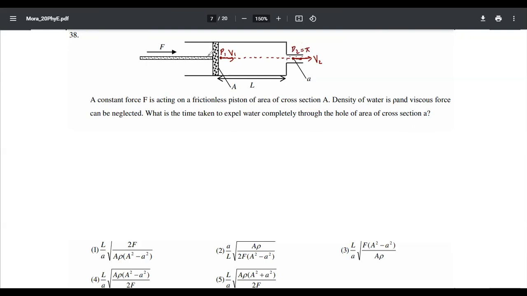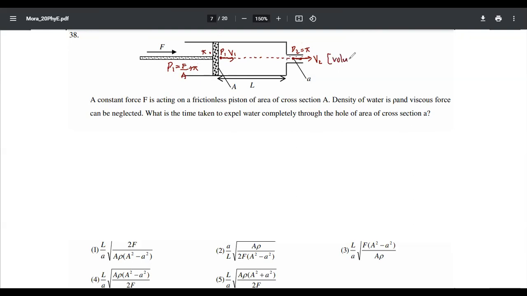And P1, remember, P1 is equal to F over A plus pi. If I'm applying a force of F again on this area, and here also we have atmospheric pressure pi. So P1 is going to be equal to F over A plus pi. Don't forget that, P1.